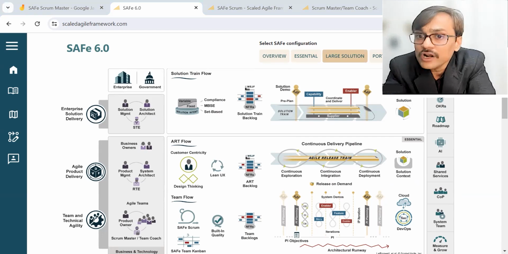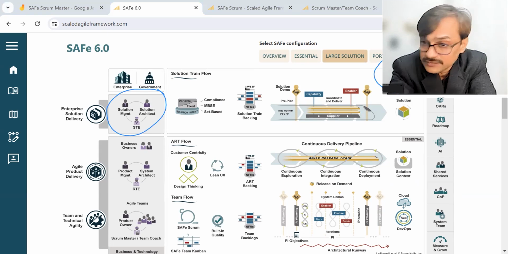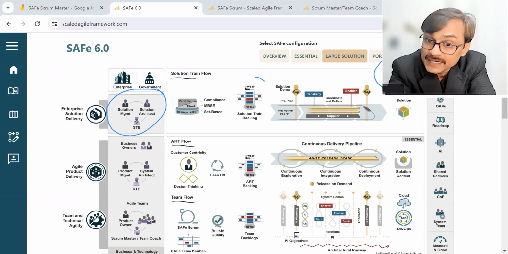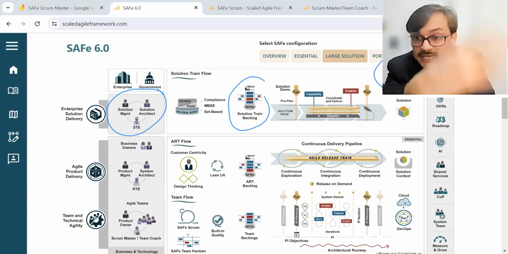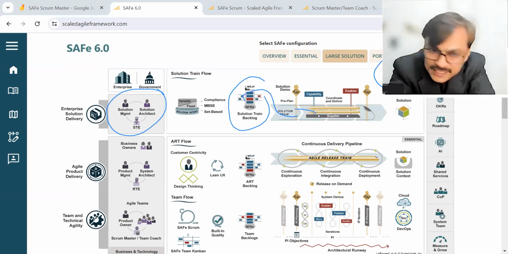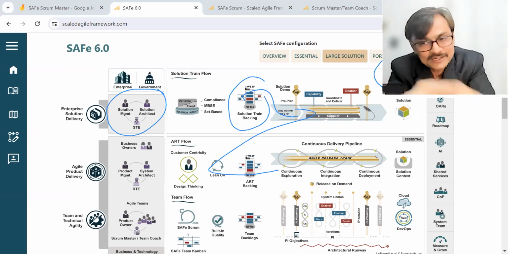That they call large solution. They are saying we will have some additional roles, beyond what we discussed. We call them solution train engineer, solution management and so on. These additional roles will have an additional backlog, not the ART backlog, but a common backlog for multiple trains. They will feed to a train, and then the train will operate in a similar way, which we are learning.